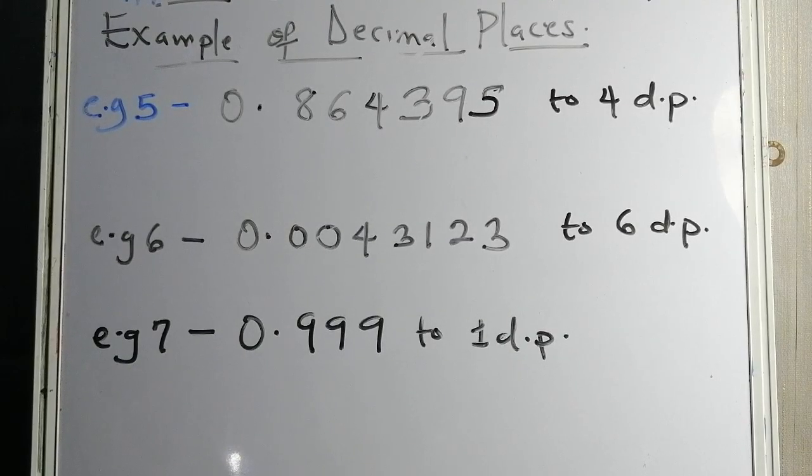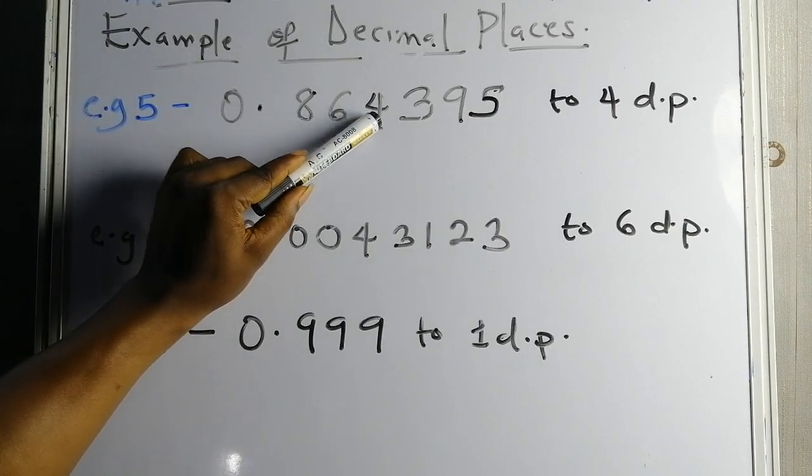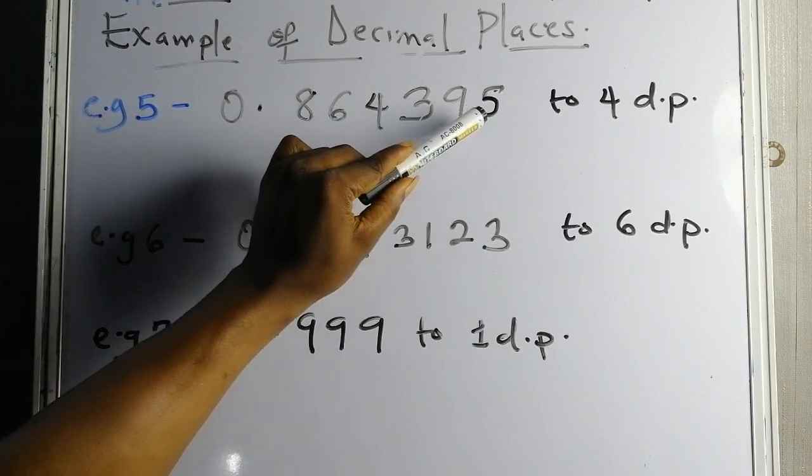Approximate 0.864395 to 4 decimal places. Okay, this is very simple. We don't want to waste much of our time. All we need to do is our counting. Okay, this is 1, 2, 3, 4, 5, 6.